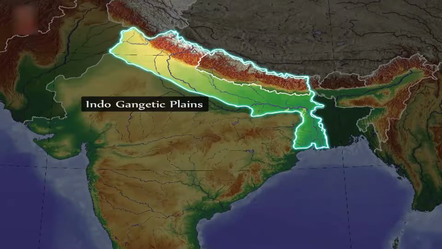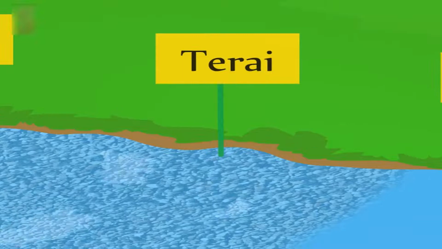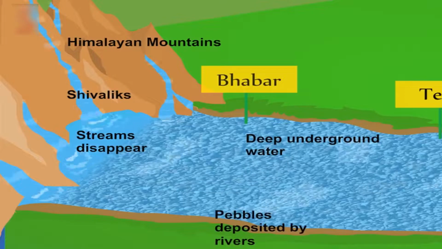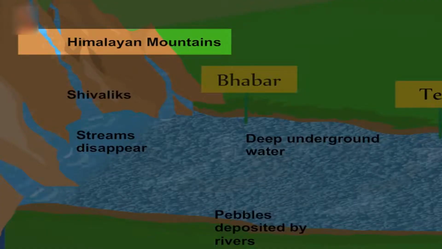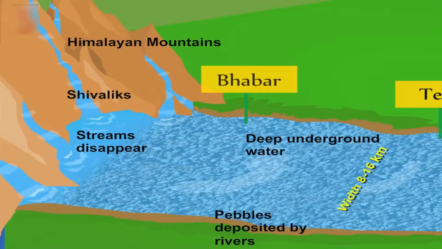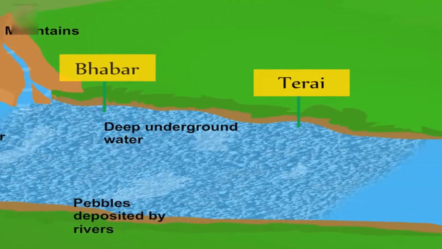The Indo-Gangetic Plains can be divided into four regions based on the relief features: Bhabar, Terai, Bhangar and Khadar. A. Bhabar. After descending from the mountains, the rivers deposit pebbles in a narrow belt which is known as Bhabar. The width of this belt is about 8 to 16 kilometers and it lies parallel to the Shivaliks. Small rivers and streams flow underground through this region and re-emerge in Terai.